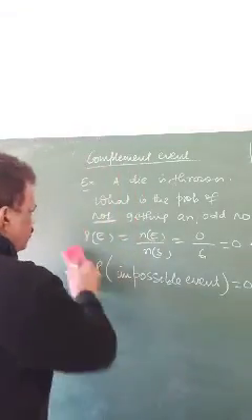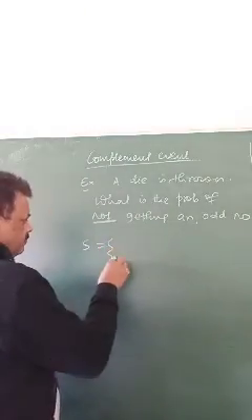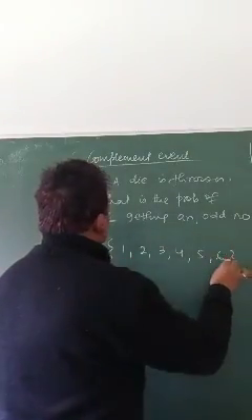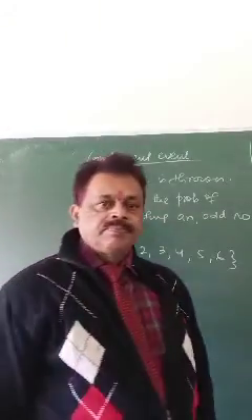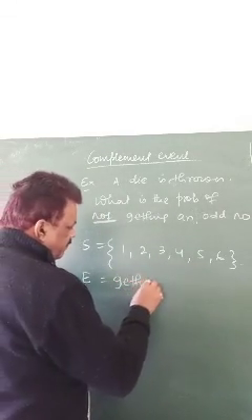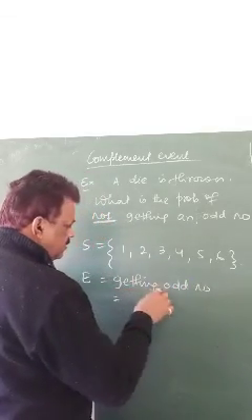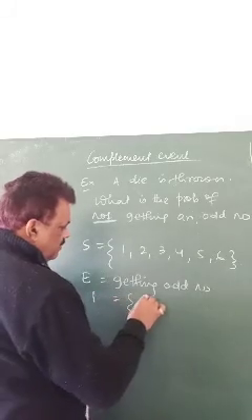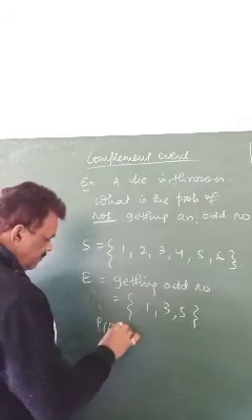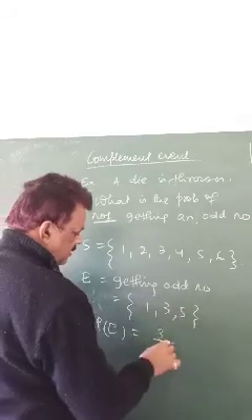Okay, let's break it into two parts. S is 1, 2, 3, 4, 5, 6. Die is thrown. E stands for getting an odd number. Getting an odd number, how much? The odd numbers are 1, 3, 5. So what is the probability of E? Now directly you can write 3 elements by 6 elements.